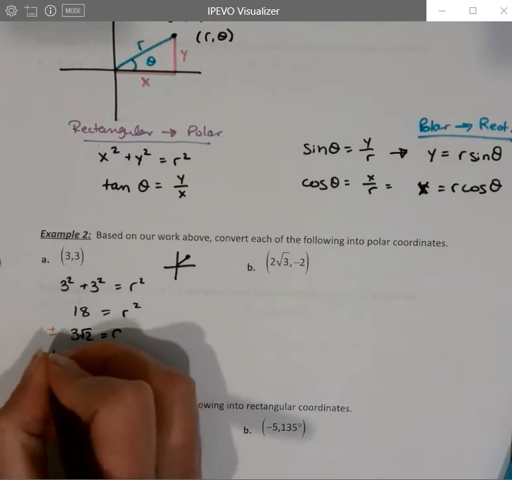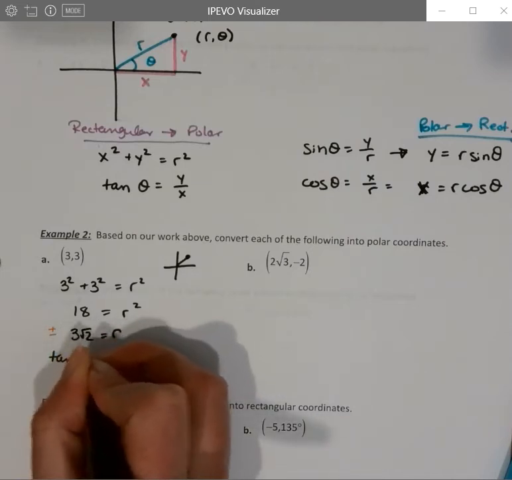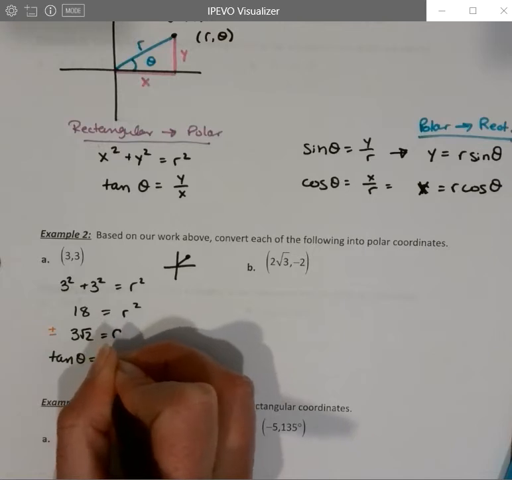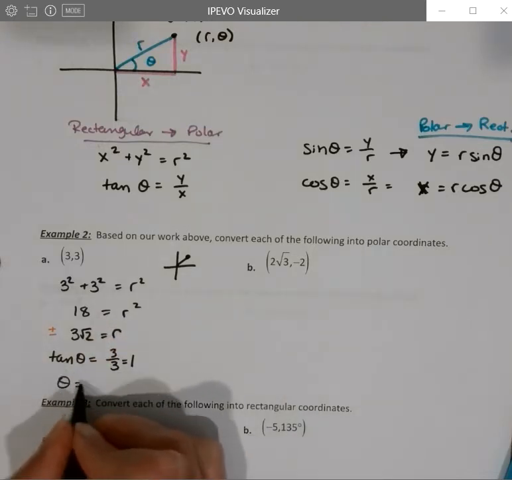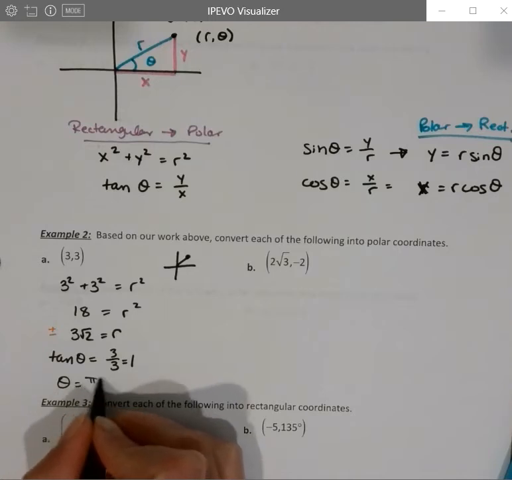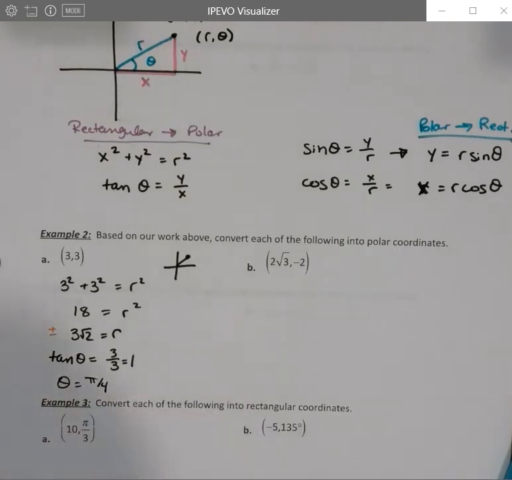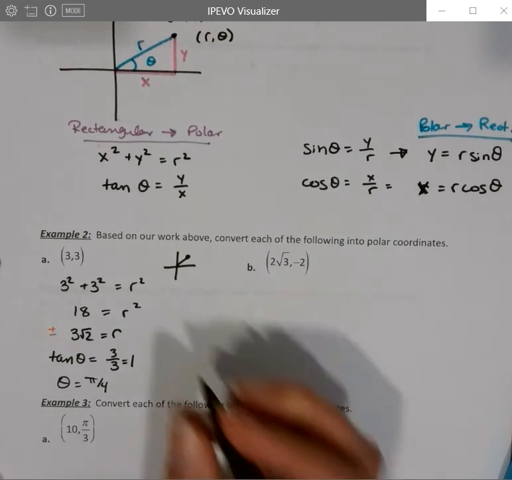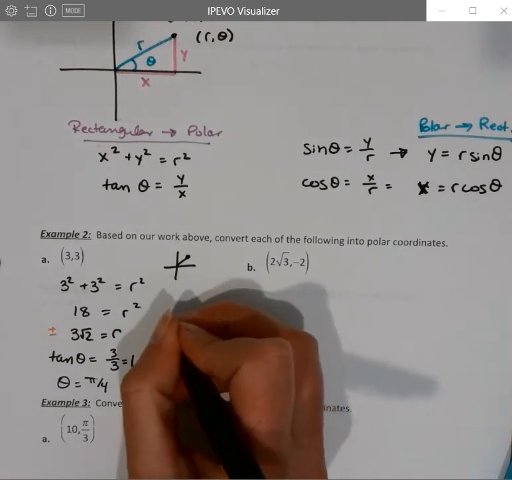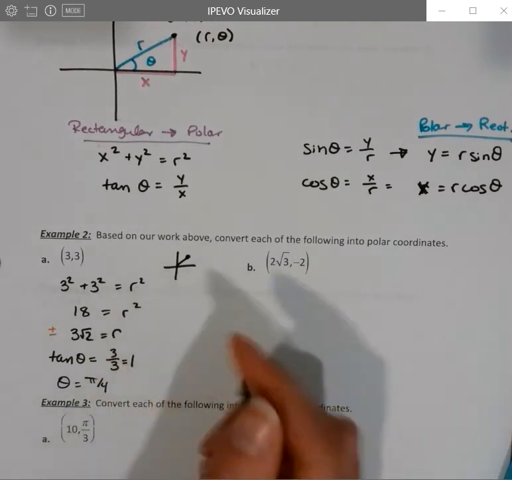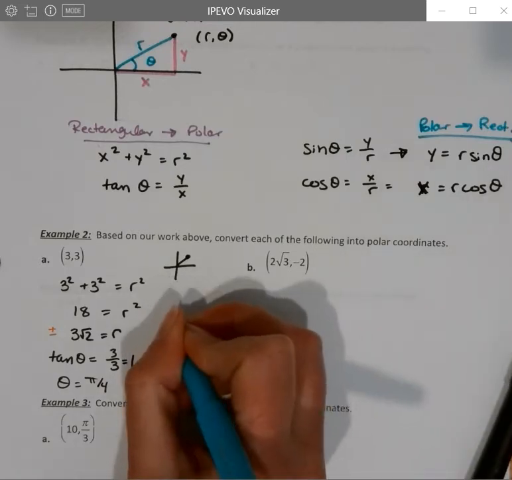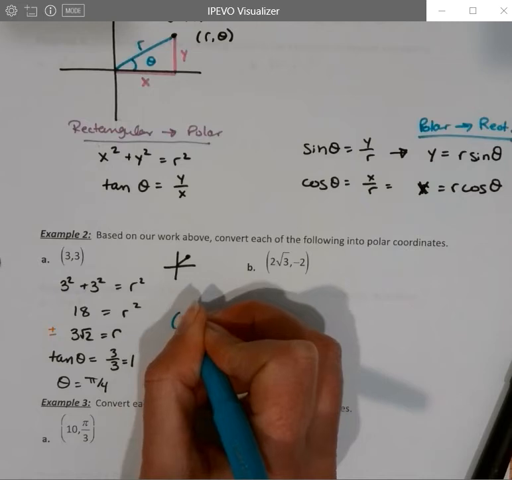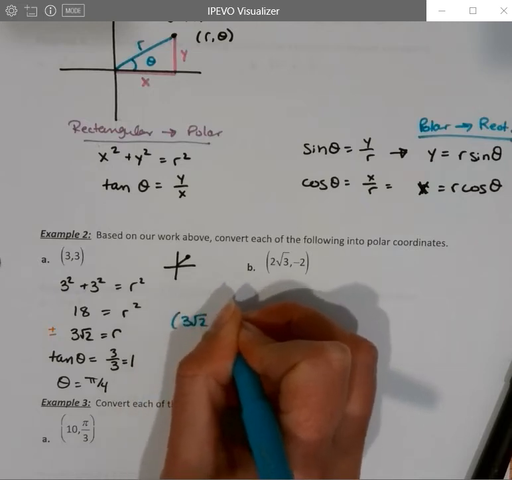So I know that tangent of my angle is equal to 3 over 3, so that's 1. So we need an angle whose tangent is 1. And based on the unit circle, that's going to have to be pi fourths, or 45 degrees if you like degrees. Okay. So our point 3, 3 is the same as the point 3 square root of 2 comma pi fourths.